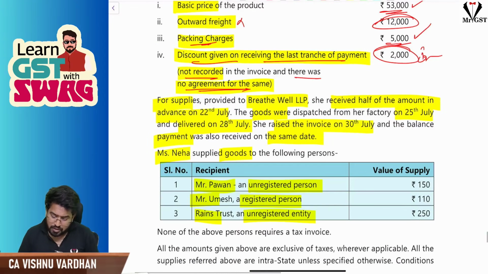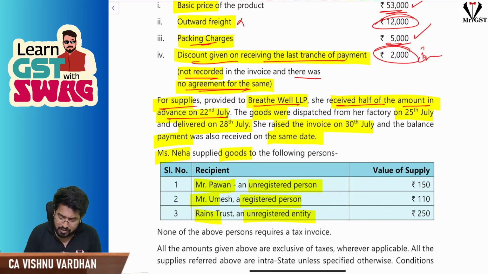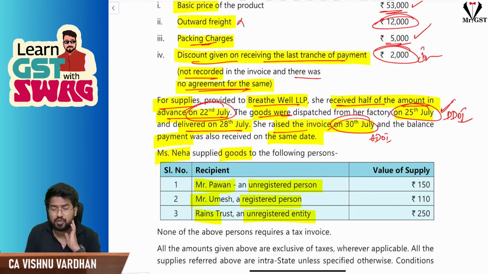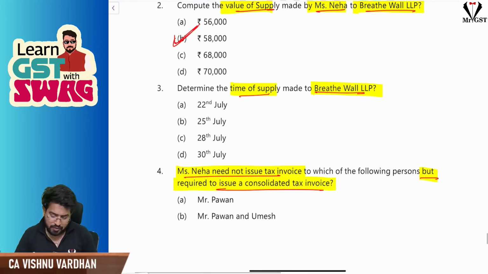Next, for supplies provided to Breathewell LLP, received half payment on 22nd July, but the goods are dispatched on 25th July. That means removal of goods, due date of invoice. Delivered on 28th July, invoice raised on 30th July. This is the actual date of invoice. You know, section 12 subsection 2 will come into picture. Advances received, time of supply is not there for goods, so it will be taxed as per ADOI or DDOI, whichever is earlier. So actual date of invoice, due date of invoice, whichever is earlier. So 25th July is earlier. So the time of supply is 25th July.